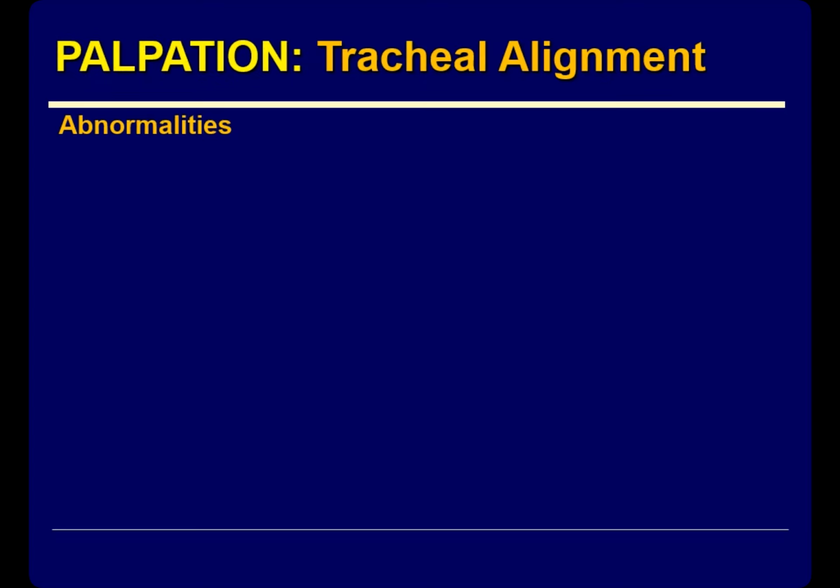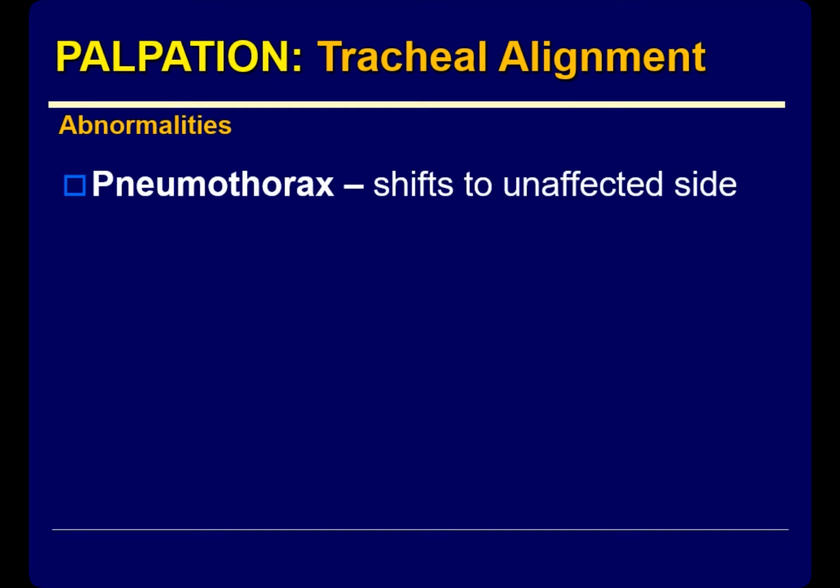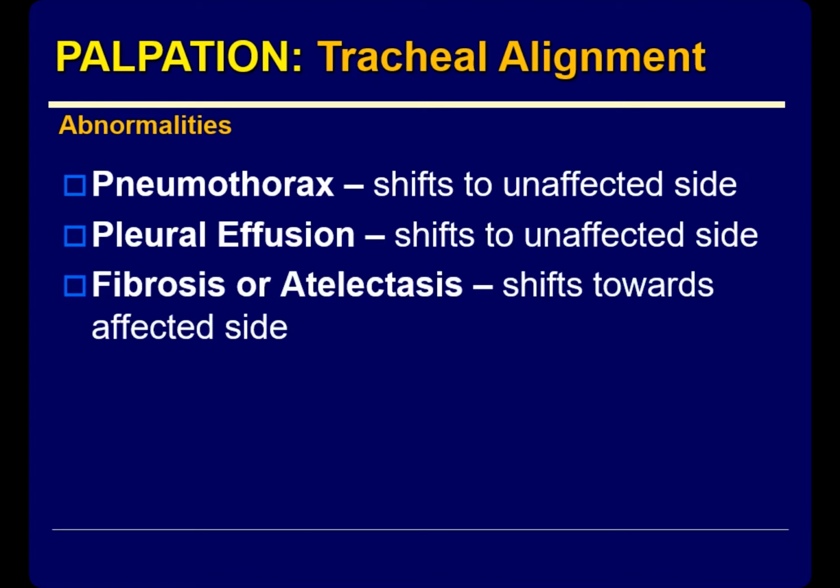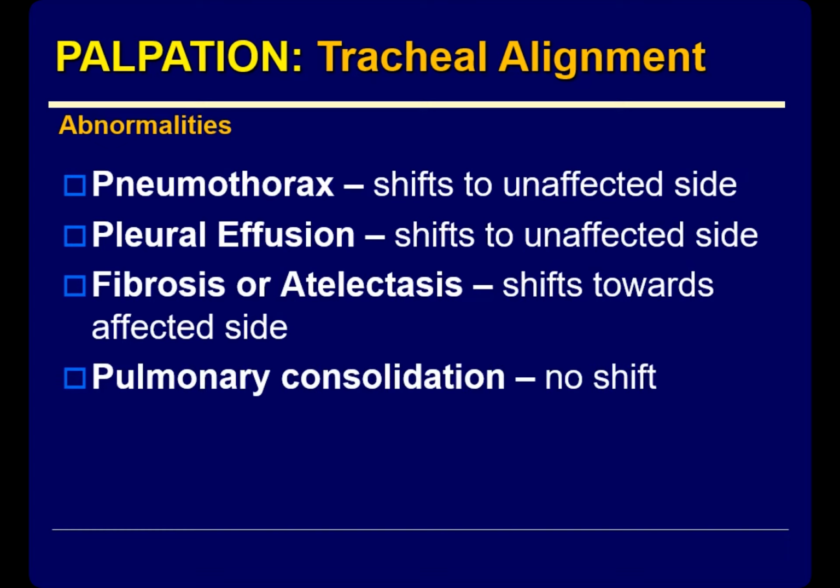Let's have a look for some abnormalities of tracheal alignment. First, pneumothorax is kind of a pushing process, which shifts the trachea to the unaffected side. Pleural effusion is also a kind of pushing process, which shifts the trachea to the unaffected side. Fibrosis or atelectasis is kind of a pulling process, which shifts it towards the affected side. Pulmonary consolidation can be bilateral, so the trachea can still be in the middle position, and no shift happens.